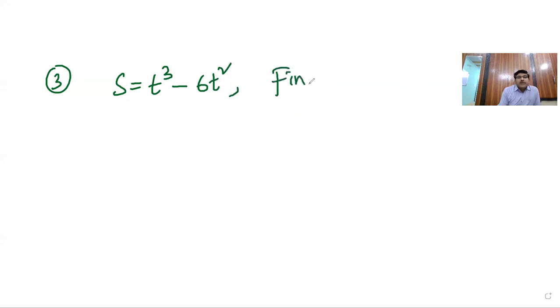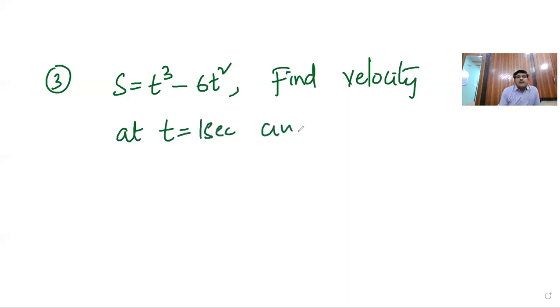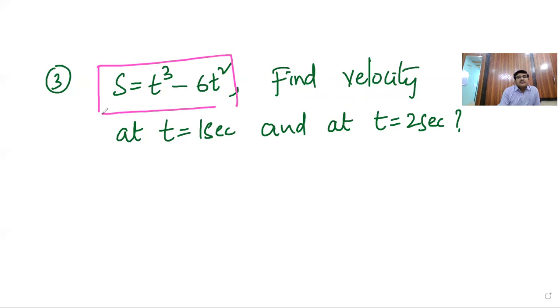Find velocity at t is equal to 1 second and at t is equal to 2 seconds. This is the formula. The relationship between displacement and time is this, and he is asking for velocity at t is equal to 1 second and t is equal to 2 seconds.